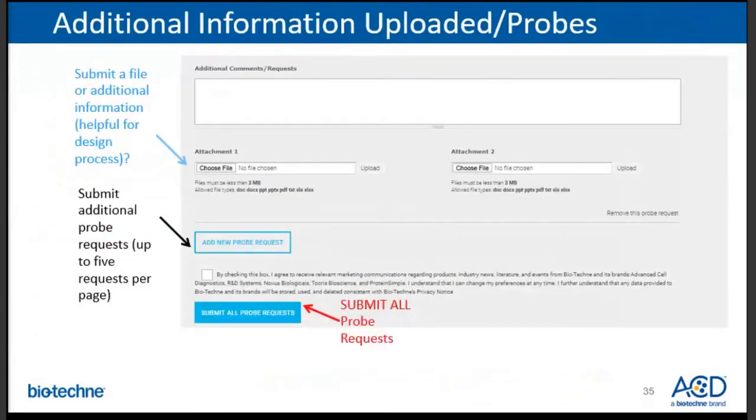And lastly, we also have options for you to submit any files that you would like to provide to us for the design process and feasibility. So you can include the attachments in attachment 1 or attachment 2. You also can submit up to 5 requests per NPR. So if you have 5 target genes that you would like to target, you can include all 5 on one NPR and then submit them all at the same time.